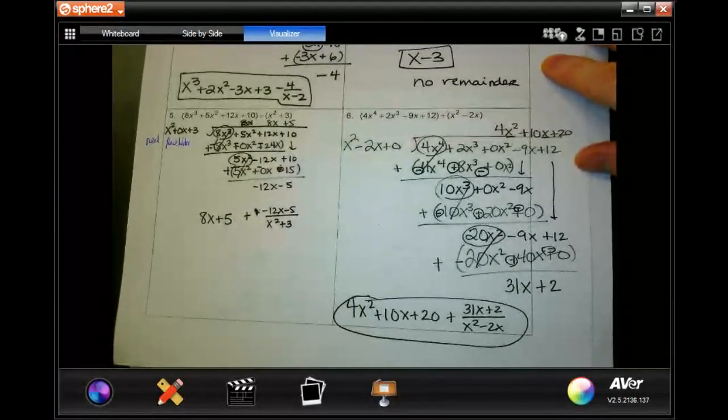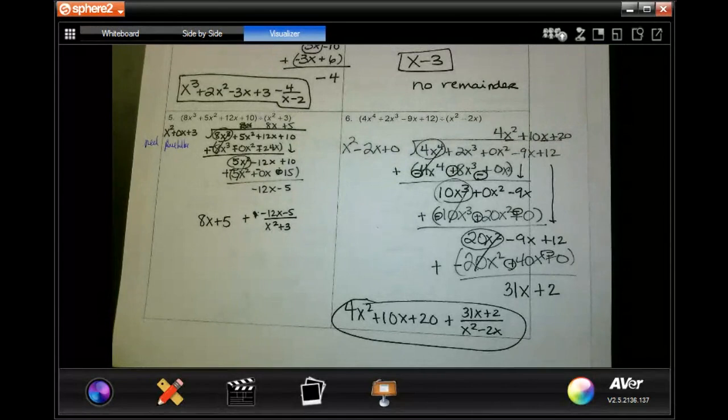What do we need for number 5? What's in blue there? In the divisor, in blue. My handwriting's horrible. What's going on in the divisor there that you should have had? What did the divisor need? You had x squared plus 3. Yeah, you needed the 0x. The 0x is a placeholder.